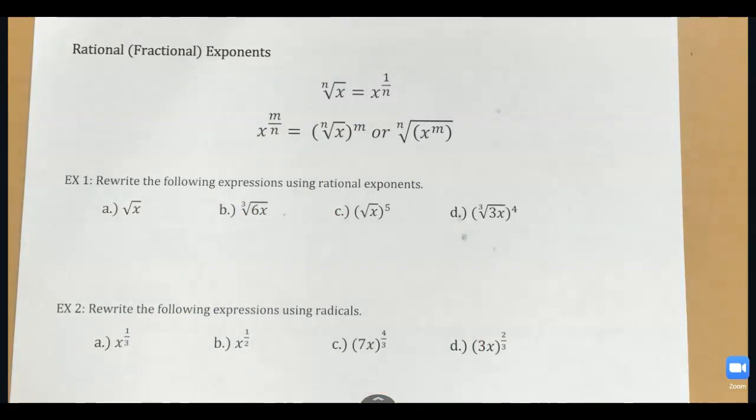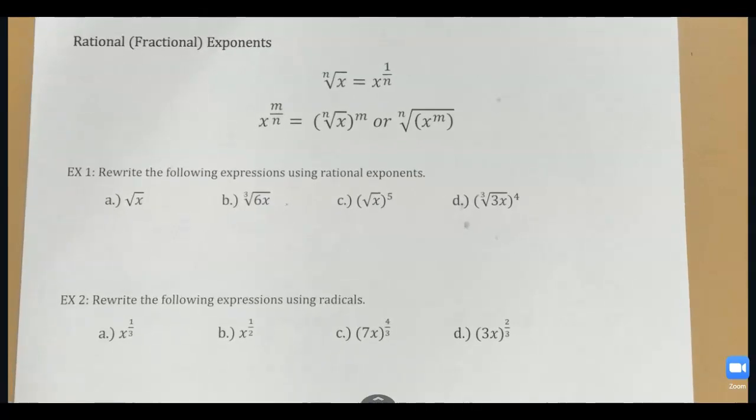So again, the index, if it's just square root, that means it's 2. If it's a cube root, it's going to be 3, and so on. So the index of your radical goes in the denominator, and if you have another exponent that your inside is being raised to, that goes in your numerator. So on this first example, we are going to rewrite all of these using rational exponents. So I'm going from radical to exponential.